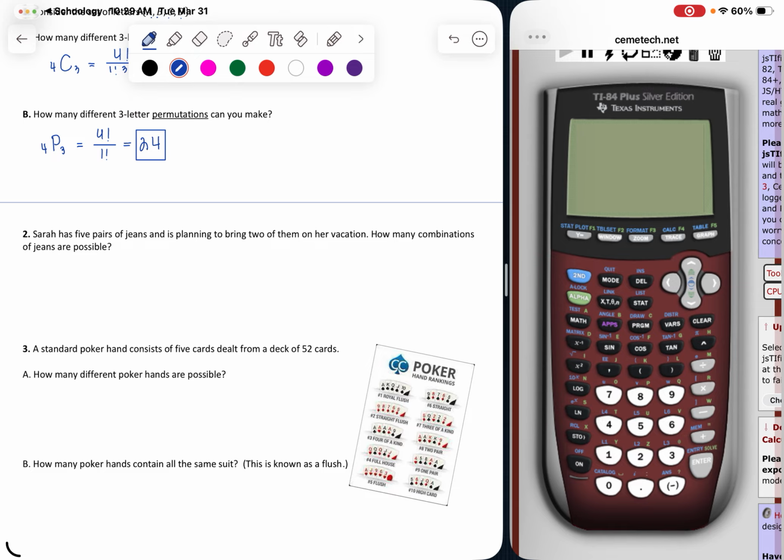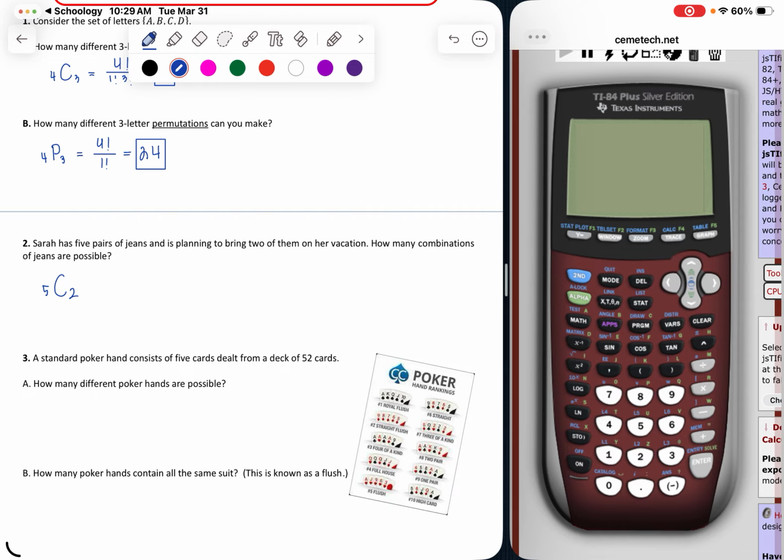So we will be using combinations. So this is 5 pairs of jeans, and she is choosing 2. Order does not matter.